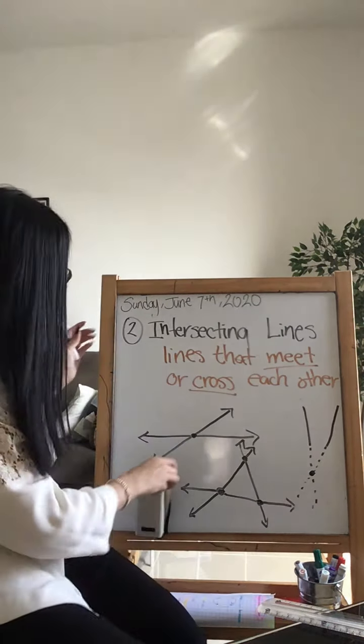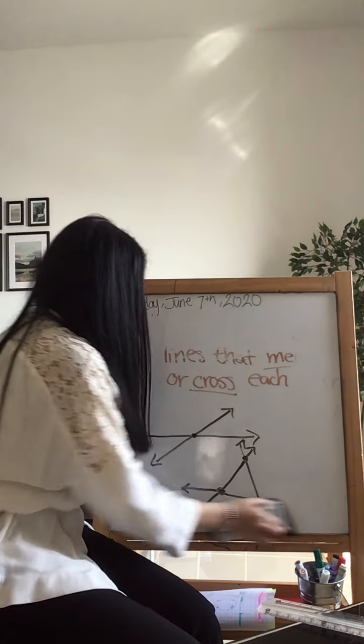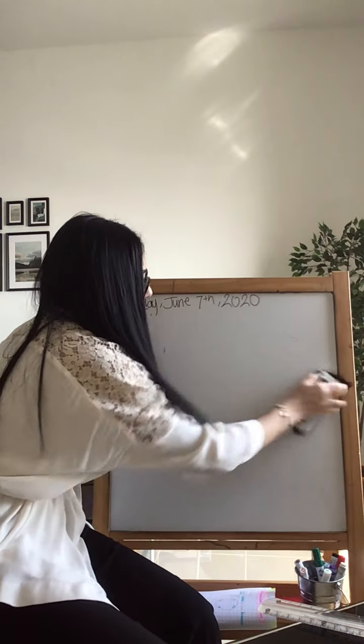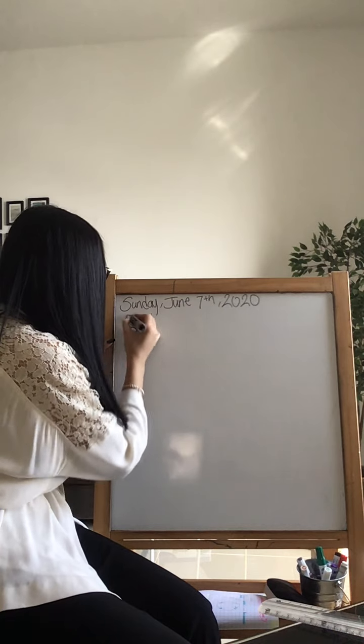And then the last one, so copy that down. And then let's look at the last one. And then we can do some practice. Number 3 are perpendicular lines.